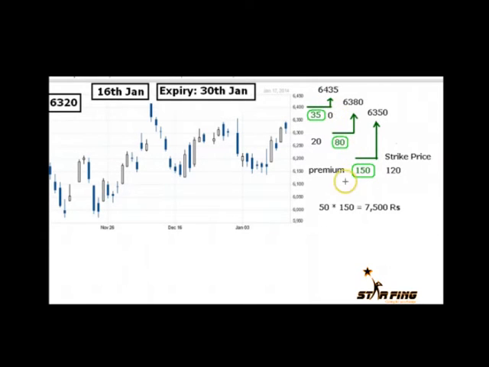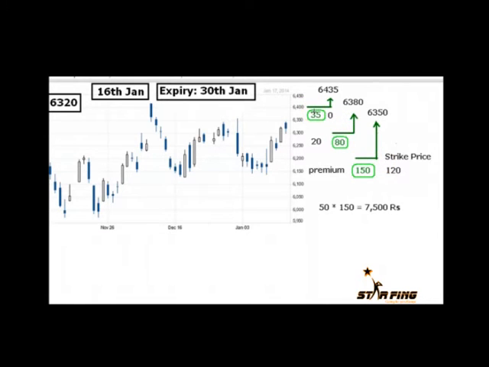So assuming the market goes up exceedingly high, let's say Nifty touches 7000 by the end of this month, the 6400 call option will be close to 600 rupees, the 6300 call option will be 700 rupees, and the 6200 call option will be at 800 rupees. So all these will go up, and all these buyers will actually be gaining.